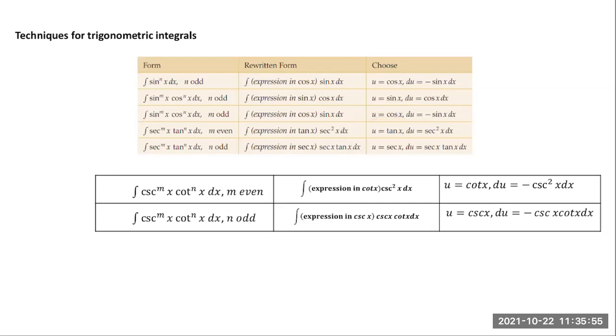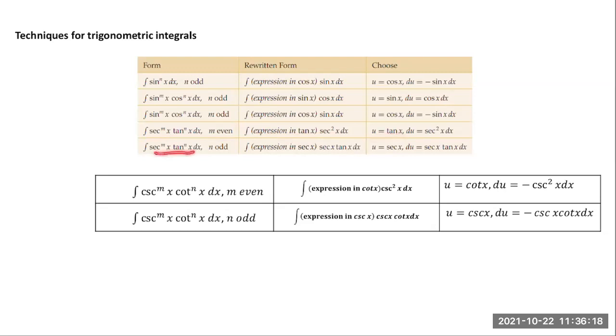And then trigonometric functions of this form, secant mx tan nx with m is even, then you need to write this original integral in this form, secant squared x dx at last, and you need to write the remaining thing in terms of tan x. In that case, your substitution is going to be u is equal to tan x.